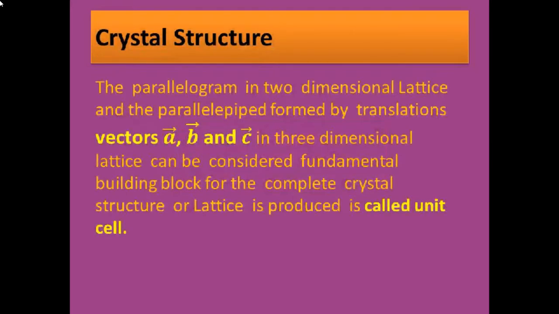The parallelogram in a two-dimensional lattice, and the parallelepiped formed by the translation vectors A bar, B bar and C bar in the three-dimensional lattice, can be considered as the fundamental building block for the construction of the complete lattice. The smallest geometrical unit, by the repetition of which a complete crystal structure can be formed, is called the unit cell. Very important, unit cell. Fill in the blanks can be asked based on this line.